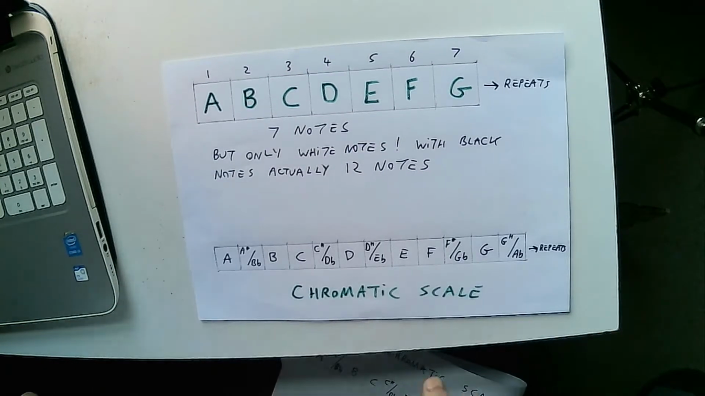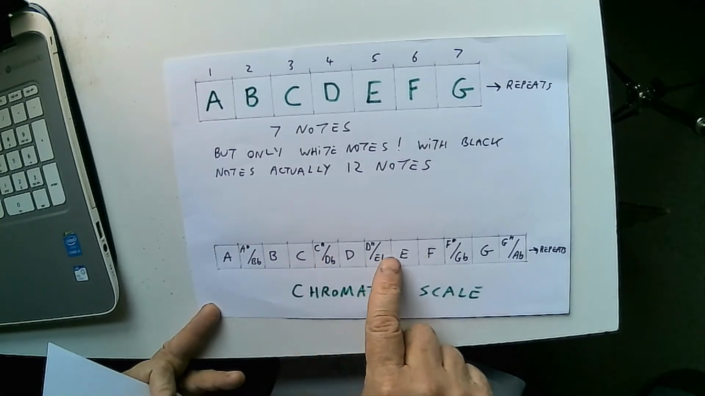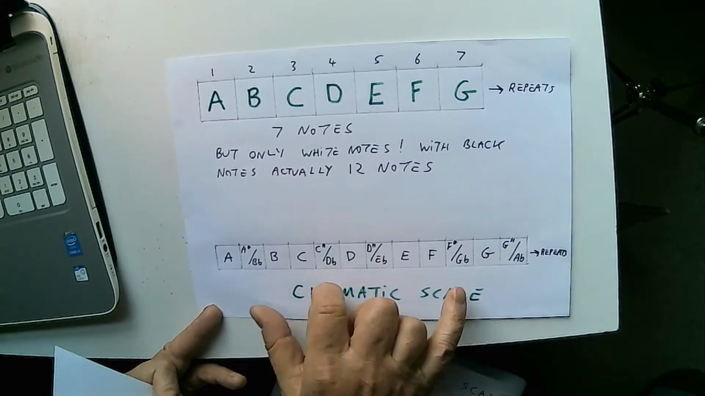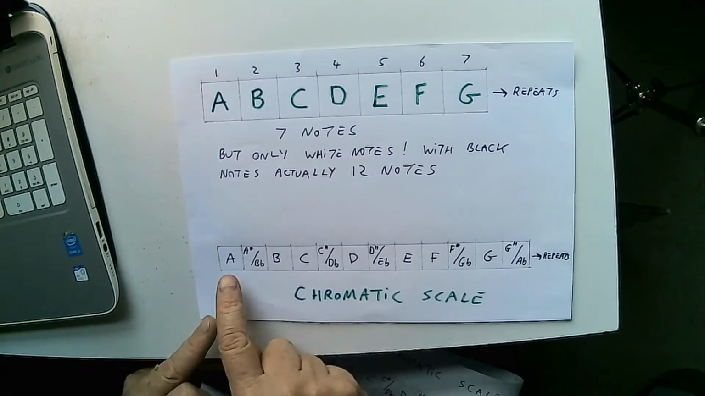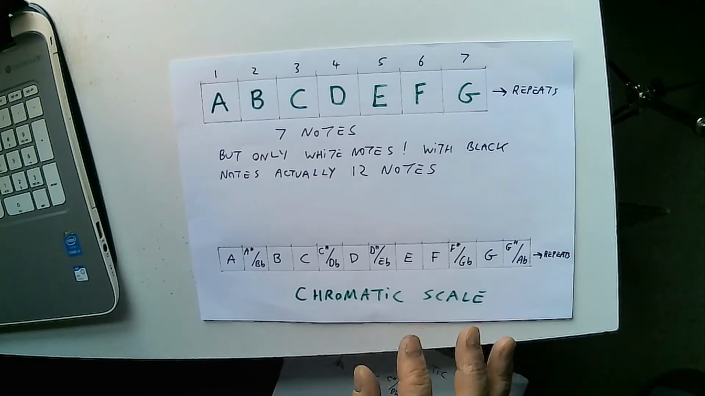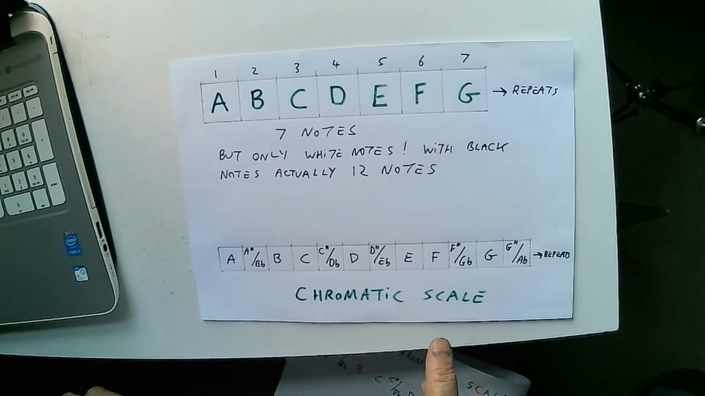So I've rewritten that down here. There's the A, B, C, D, but these are the notes in between. So there's actually 12 notes altogether in an octave. That octave then repeats up and down your instrument. That 12 notes is your available palette of notes that you can pick, and that's known as a chromatic scale.